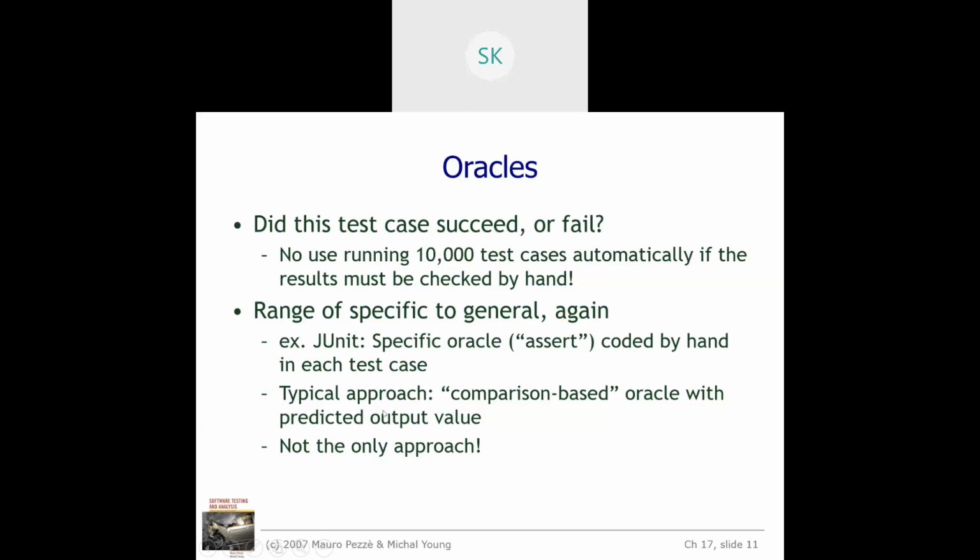The next one is the typical approach, comparison-based Oracle with the predicted output value. So JUnit is nothing but comparing it hand to hand, that is, one by one comparison, one after the other. Instead of that, the whole set needs to be compared, and at last you just get the output. Means there is a comparison based approach.